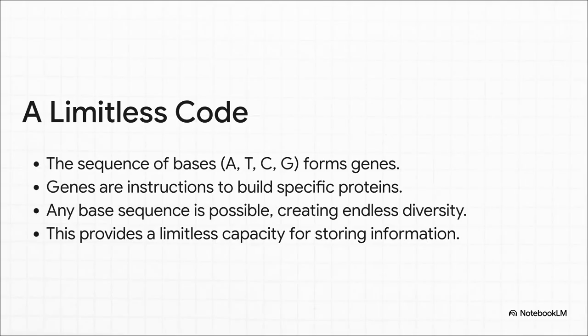So how does it store so much information? It's because the information isn't in the letters themselves, it's in their sequence. It's just like how the order of letters in a book creates words and sentences and entire stories. The order of A, T, C, and G creates genes. And because basically any sequence is possible, the capacity for storing information is practically limitless. And that is what allows for the absolutely breathtaking diversity of life we see all around us.